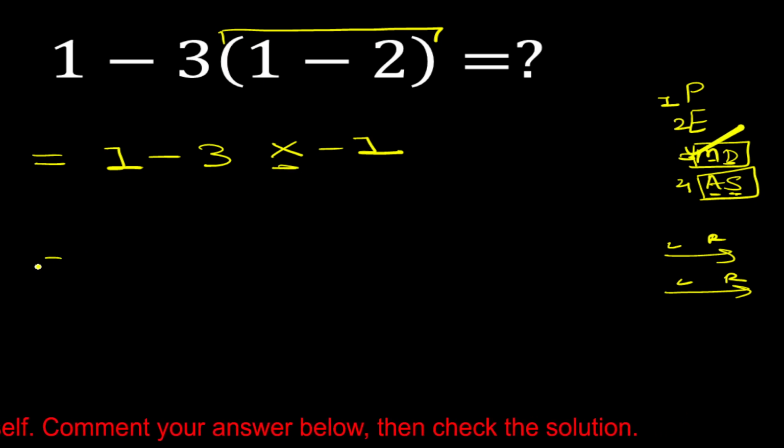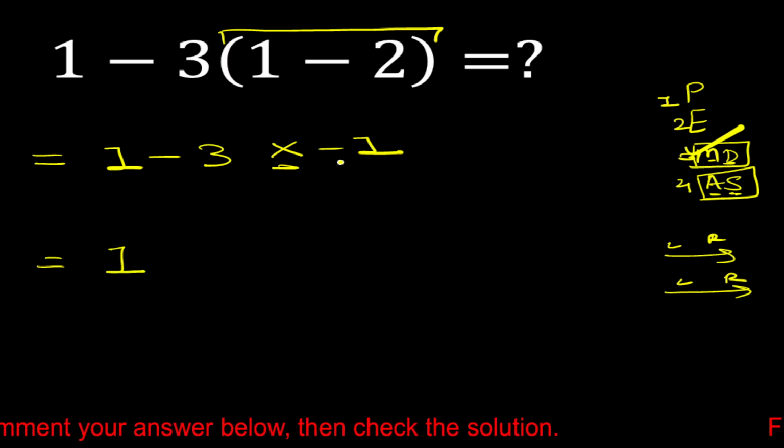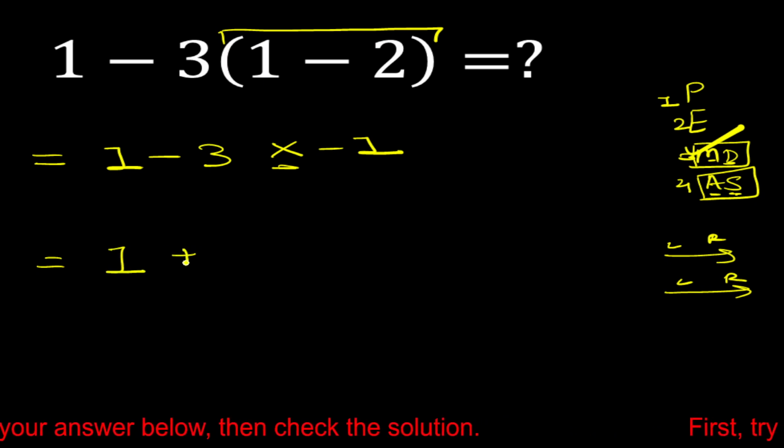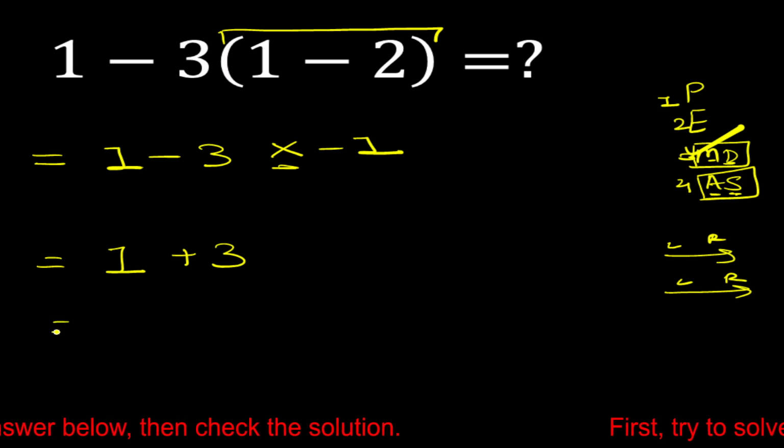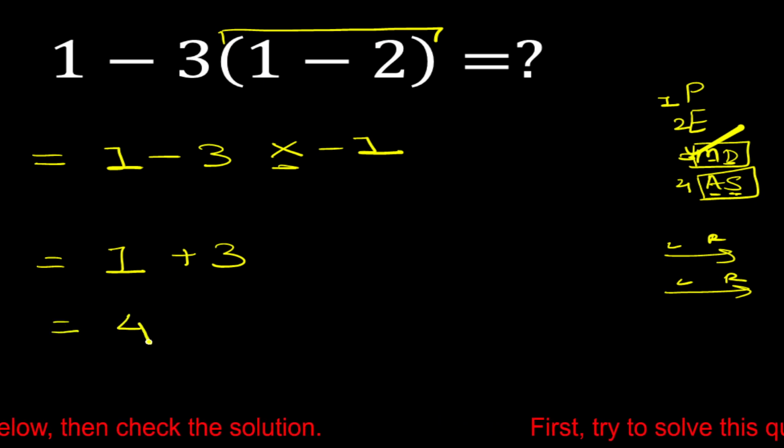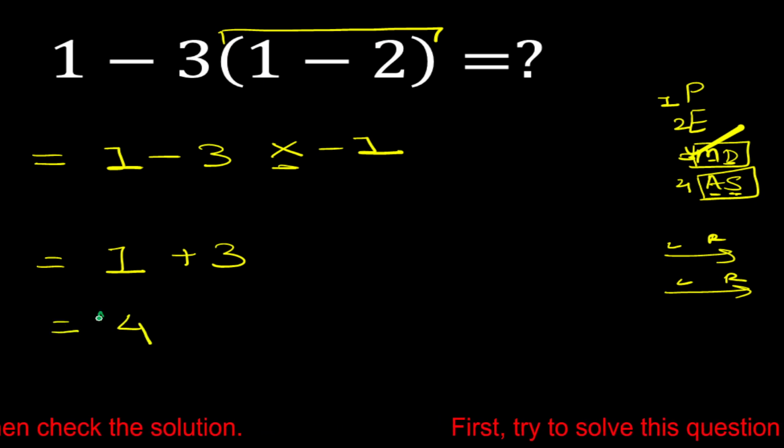Okay. So is equal to 1. Now minus 3 multiply minus 1 is equal to plus 3. So now 1 plus 3 is equal to 4. So the correct answer is 4.